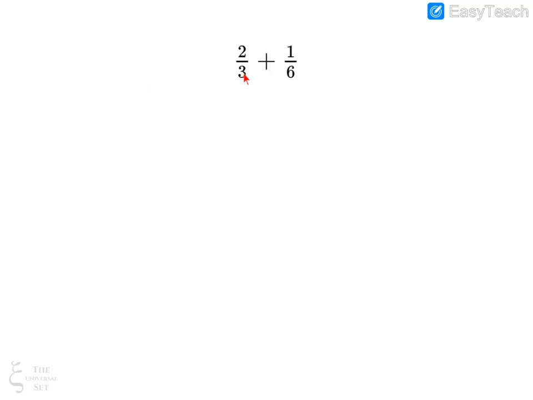Let's try another one. So here I've got 2/3 and I want to add on 1/6. 2/3 plus 1/6. Now at the moment we don't have the same denominator, so let's write them so that we do. Let's keep this 6 as it is. And can I change this 3 into a 6? Well, yeah, I reckon I can. I'm going to have to double it to do that, aren't I?